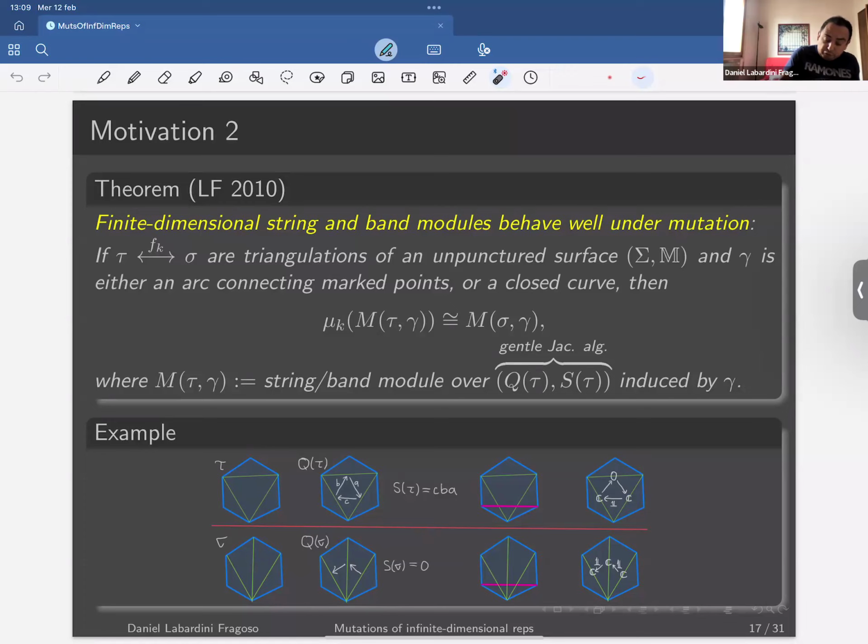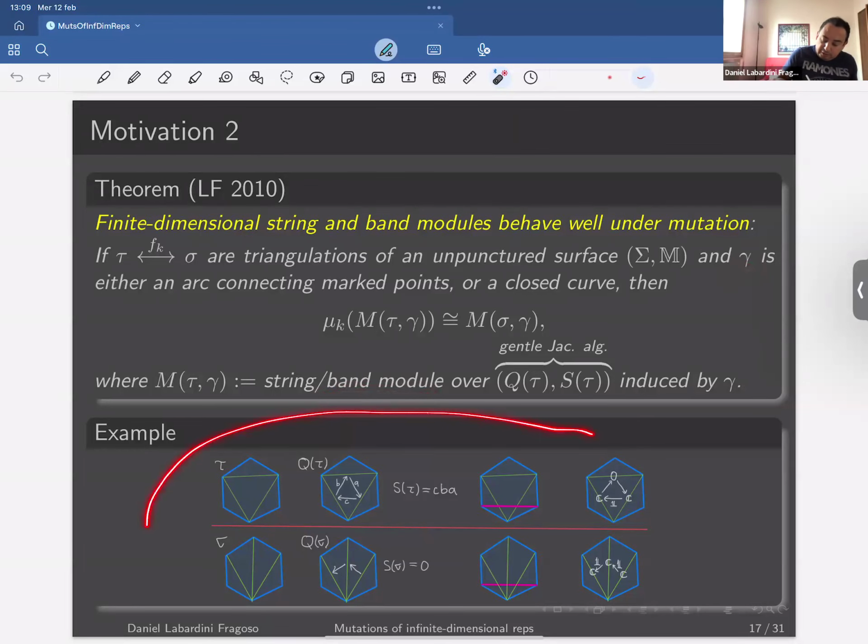And something I proved many years ago is that if you have two triangulations that are related by a flip, then the string modules that you associate to them are related precisely by the mutation of representations of Derksen, Weyman, and Zelevinsky. Okay, and then you can say, but these are finite dimensional, right? This string module is finite dimensional, or the band module if gamma is a simply closed curve.